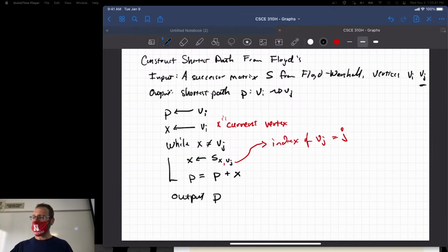So what is the complexity of this one right here? For just one pair.